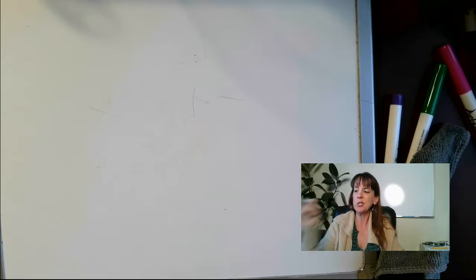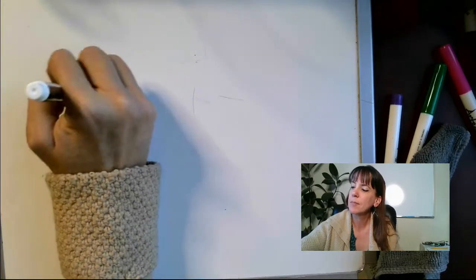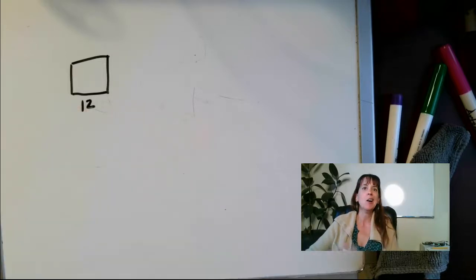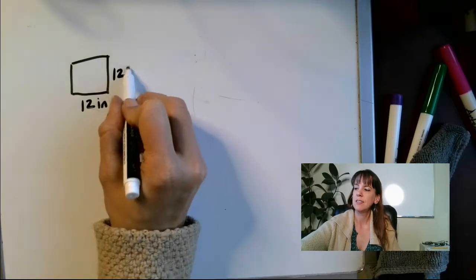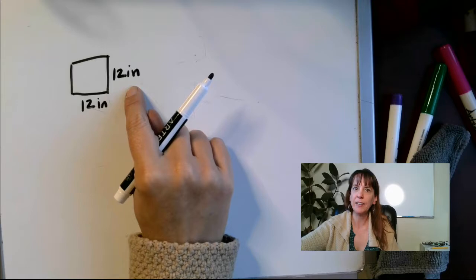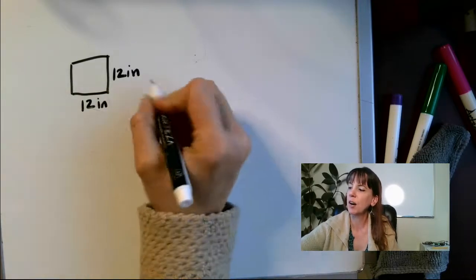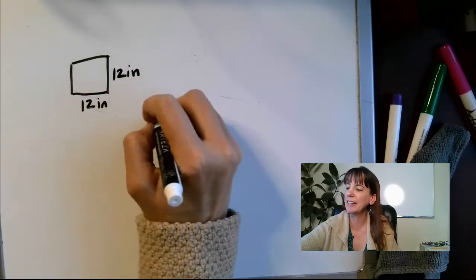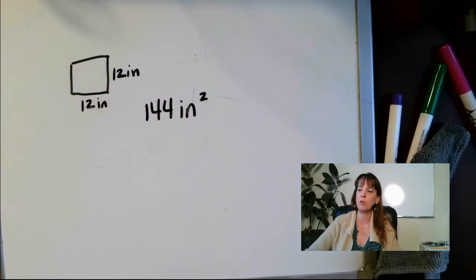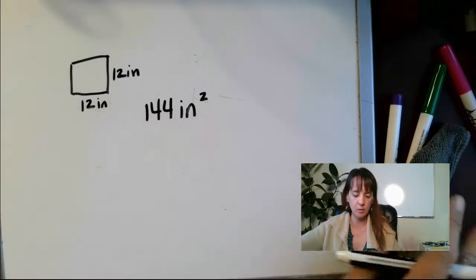All right, so a square is a type of rectangle, okay? A square is a type of rectangle. Let's say that it's 12 inches right here. Well, guys, that means that this is 12 inches right here, right? So if that's 12 inches by 12 inches, we're going to get 144 inches squared. But the key part on this is if it's a square, all the sides are going to be the same. So keep remembering that.